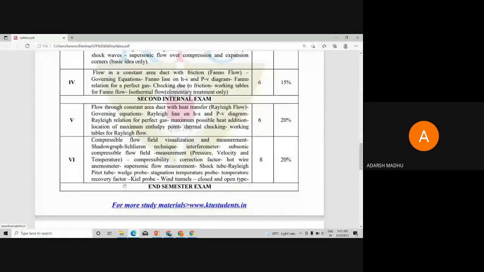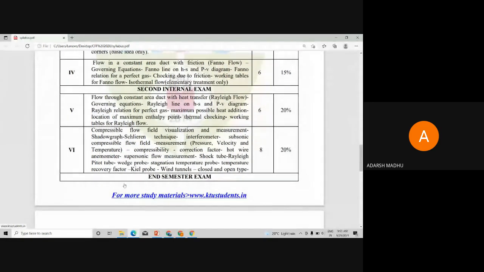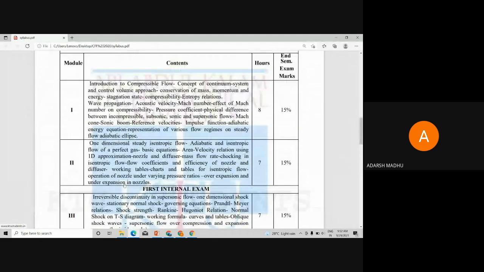And the last module, as I said, deals with visualization and measurement: interferometer, subsonic flow measurement instruments like shock tube, Rayleigh and Pitot tube, wedge probe, stagnation probe, keel probe, and wind tunnels, which are studied in our metrology and instrumentation. You can score maximum marks in this module by studying just the repetitive questions in previous question papers. So this is all about our syllabus.